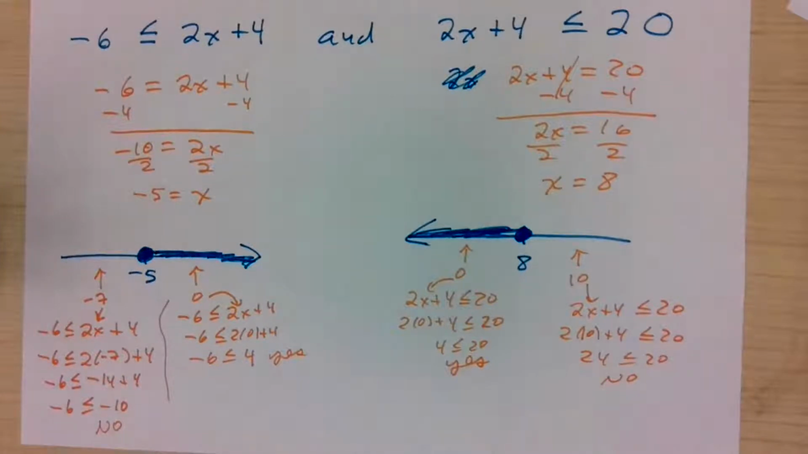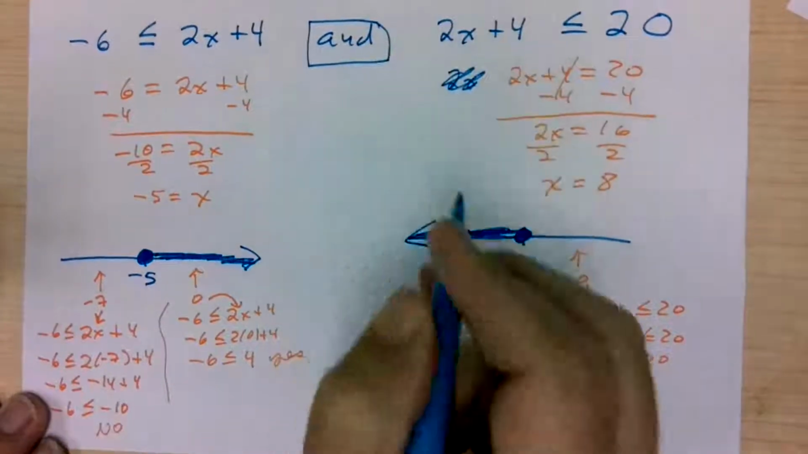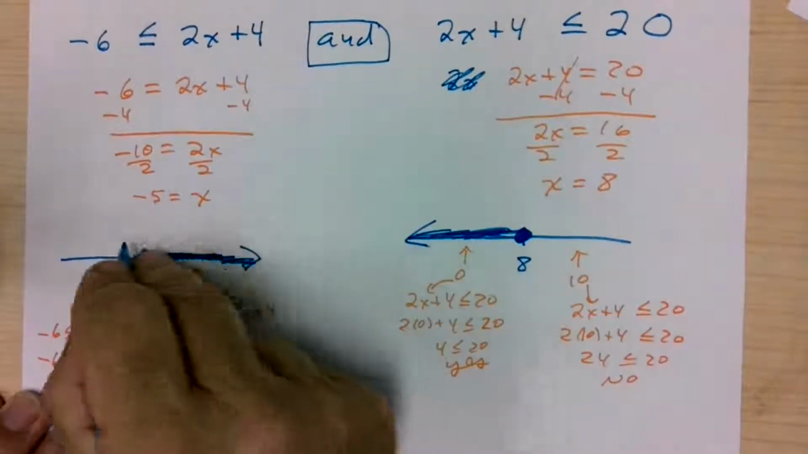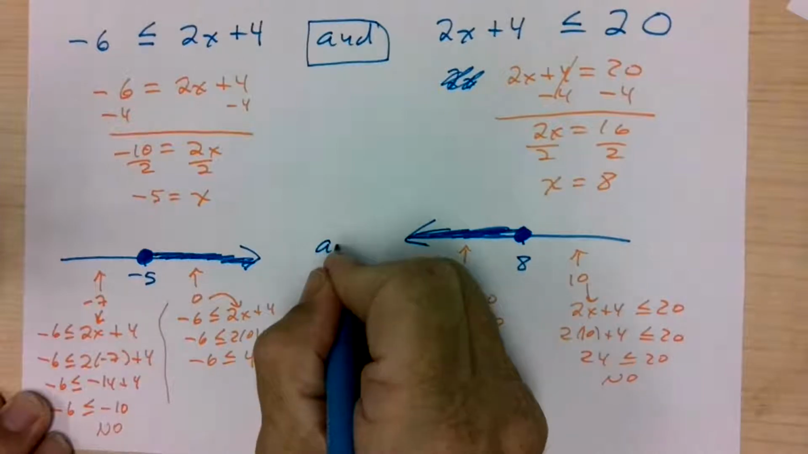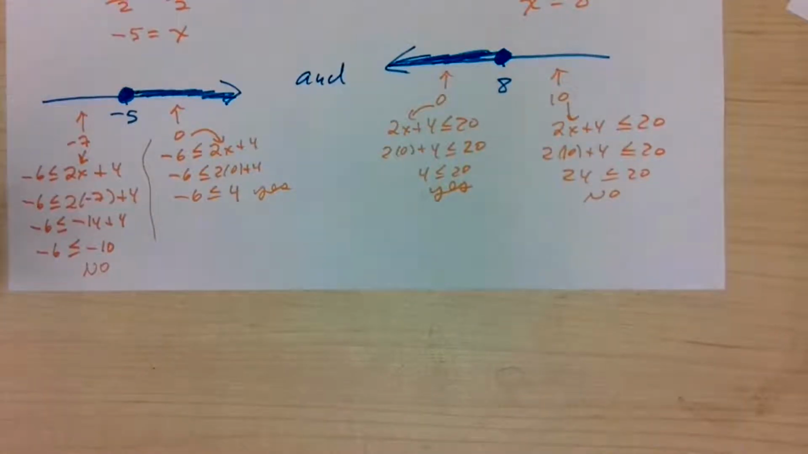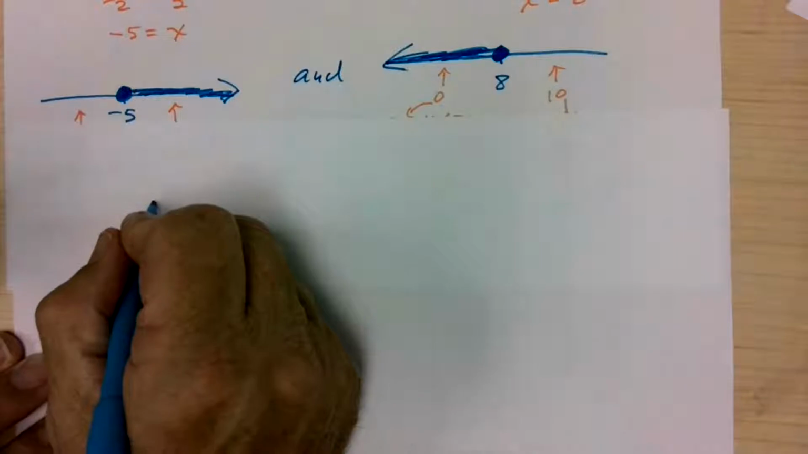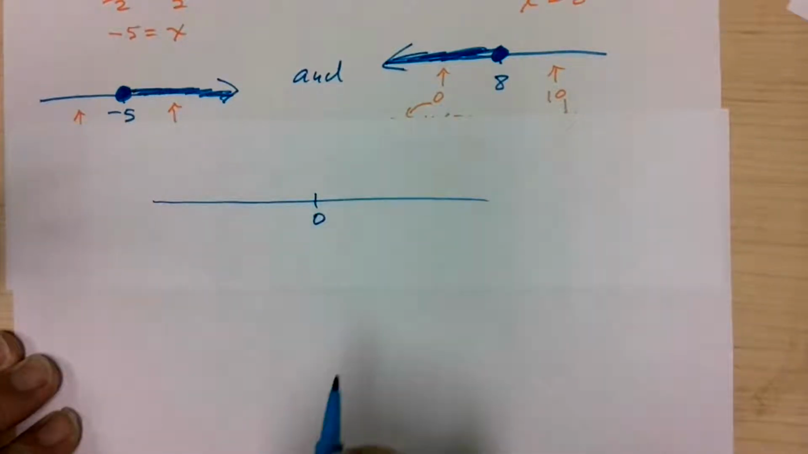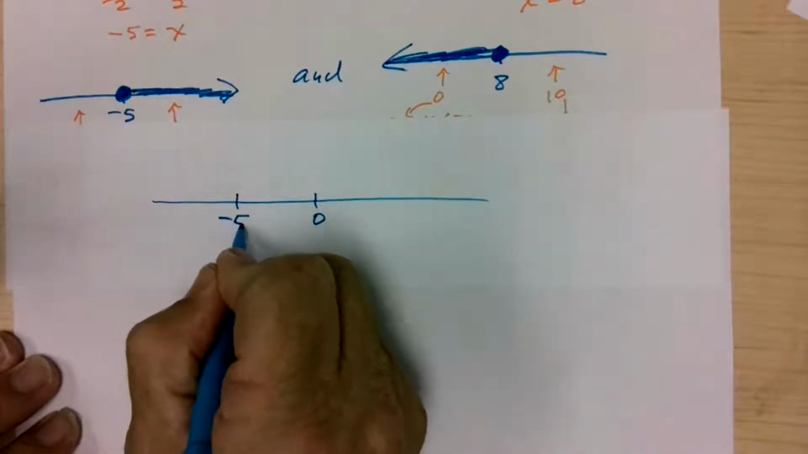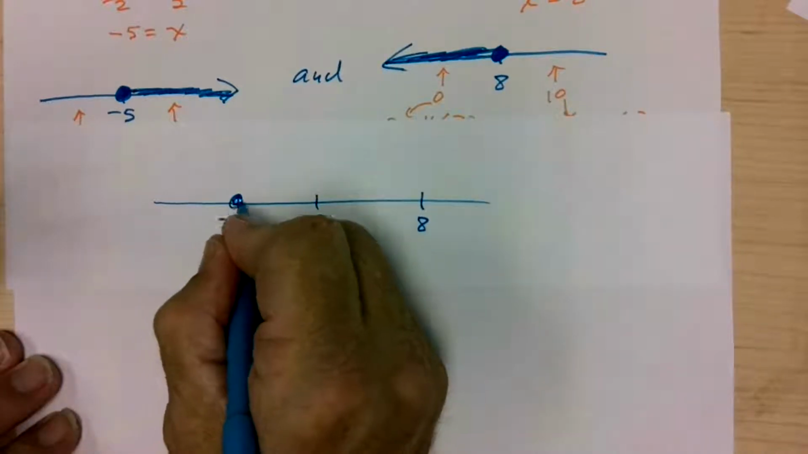Now, the key word for us to work with here is and. I need this ray and this ray. What points are in common to both? So this is what I like to do, and we're going to lay these out. Where's your number line? Where are these? 0 is here. -5 is to the left of 0. 8 is to the right of 0. They're both solid dots.